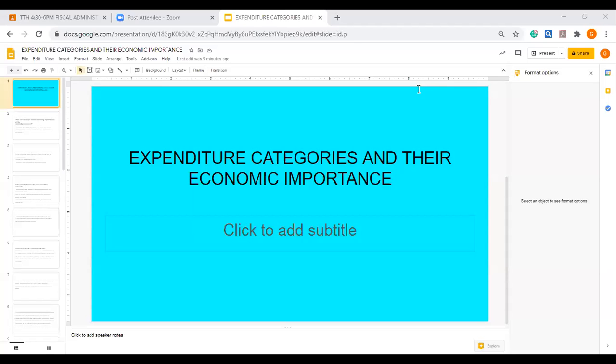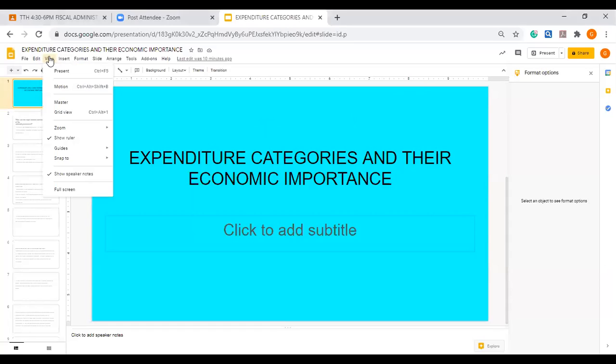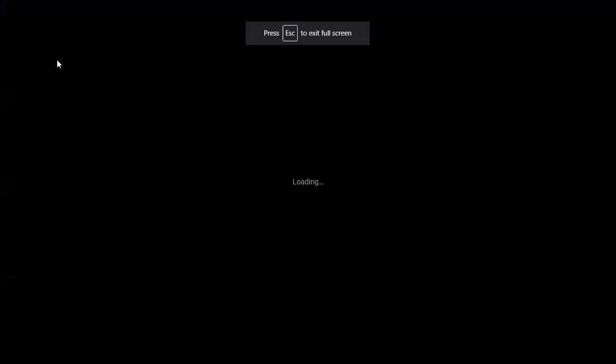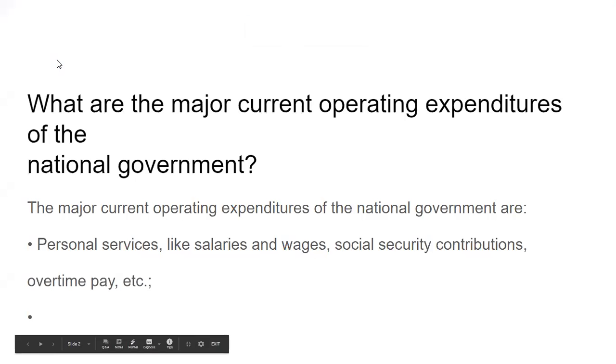Okay, today we will be talking about the expenditure categories of their economic importance. So these are the basic terms that you will meet every now and then. It's important that you know these terms because these are terms that you're going to encounter every now and then.